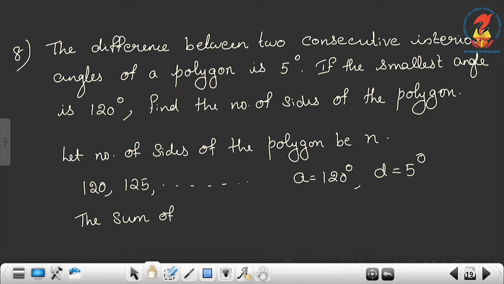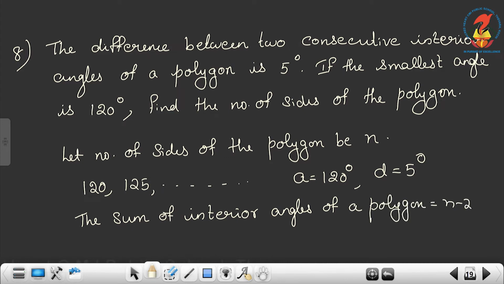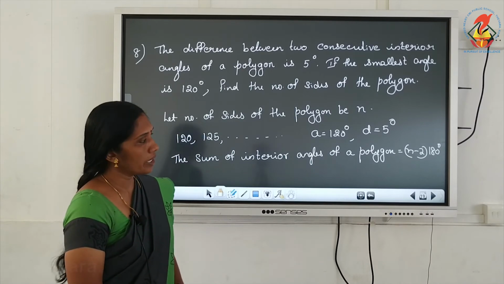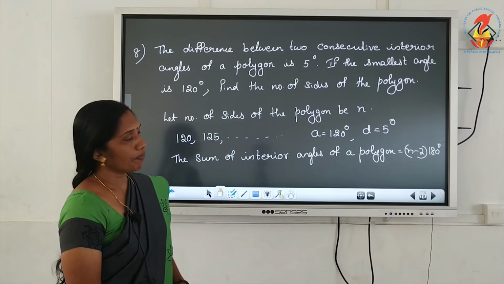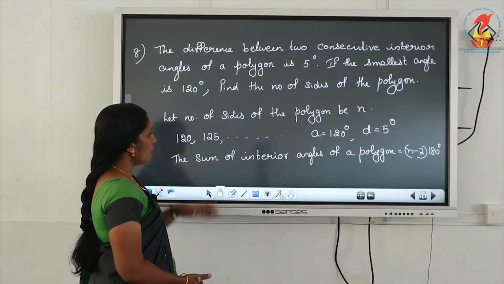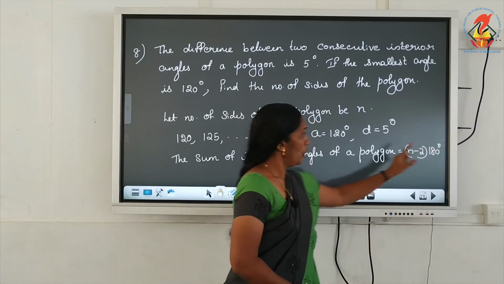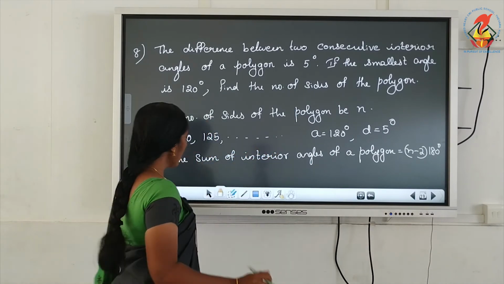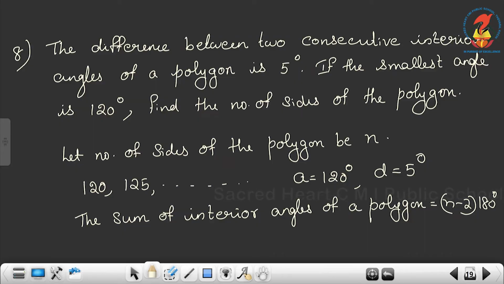of interior angles of a polygon. What is the sum of interior angles of a polygon? It is equal to n minus 2 into 180. This you studied in 8th standard. The sum of interior angles of a polygon is n minus 2 into 180. So the sum of interior angles is this one. Using this AP, we can write another expression for the sum. So the sum to n terms of this AP.